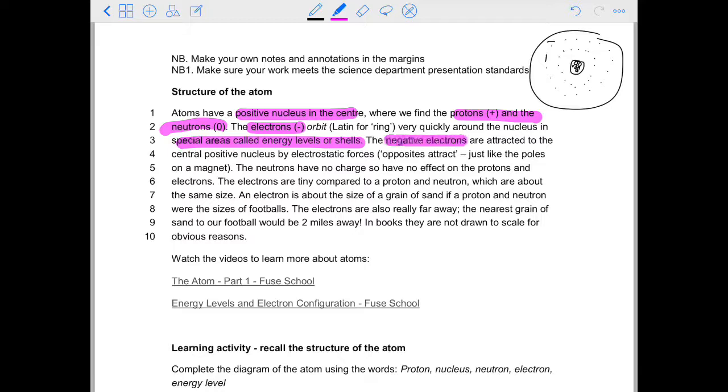So the negative electrons are attracted to the central positive nucleus by what we call electrostatic forces. Hopefully you remember from earlier in the year, when you were dealing with static electricity, that positive and negatives attract. So opposites attract. The neutrons, which are also in the nucleus, have no charge and no effect on the protons and the electrons. They're actually there to help hold the protons together, because too many protons too close together don't want to be so close to each other, so the neutrons help to balance that out.